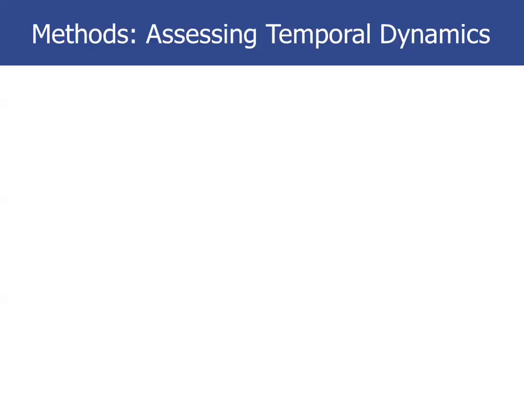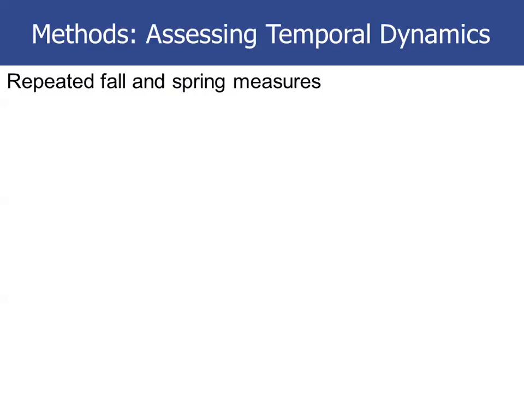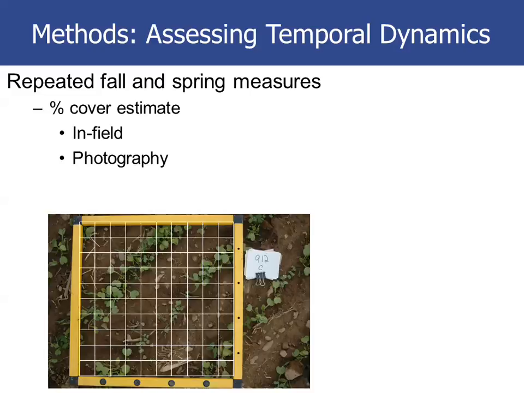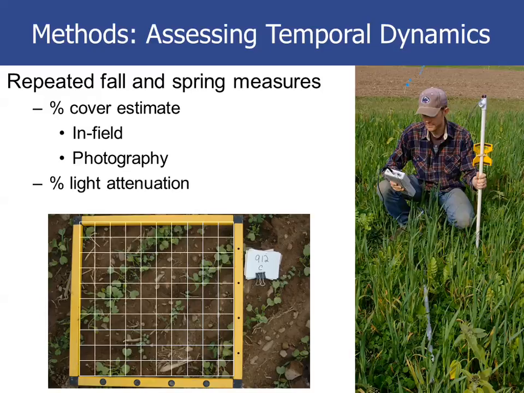We also, to answer our second question, did some sampling to assess the temporal dynamics of cover crop weed suppression. So we did a series of repeated fall and spring measures in the same spot. We went back to the same spots in the field, and we did 2 things. First, we estimated percent cover at that spot, both in the field using a frame, and then with photography, depending on the conditions. And we also measured percent light attenuation. Our system here was light quantum sensors. We had an ambient sensor above the canopy and a line quantum sensor below the canopy, and using the difference we could calculate light attenuation by that canopy.